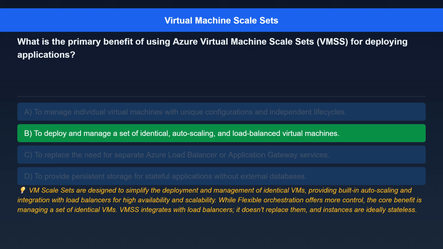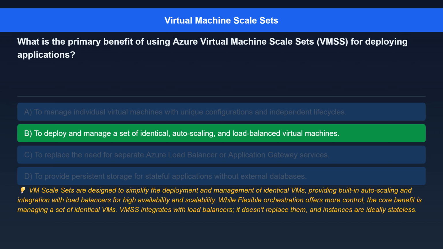The correct answer is: to deploy and manage a set of identical, auto-scaling, and load-balanced virtual machines. Here's the explanation. VM scale sets are designed to simplify the deployment and management of identical VMs, providing built-in auto-scaling and integration with load balancers for high availability and scalability.